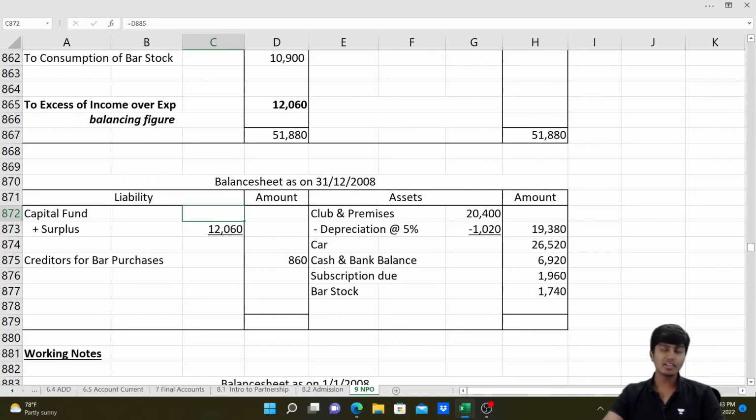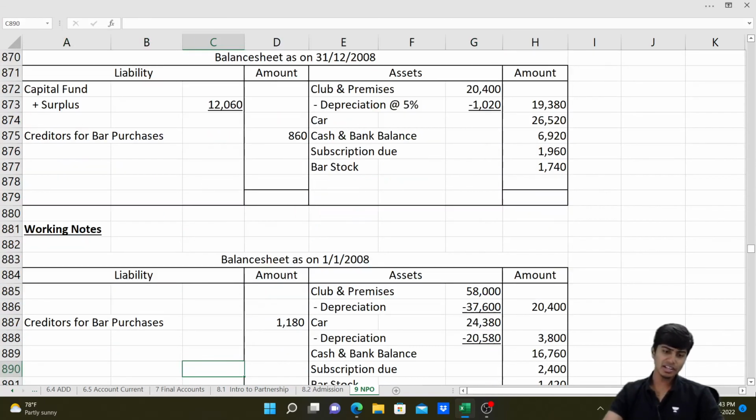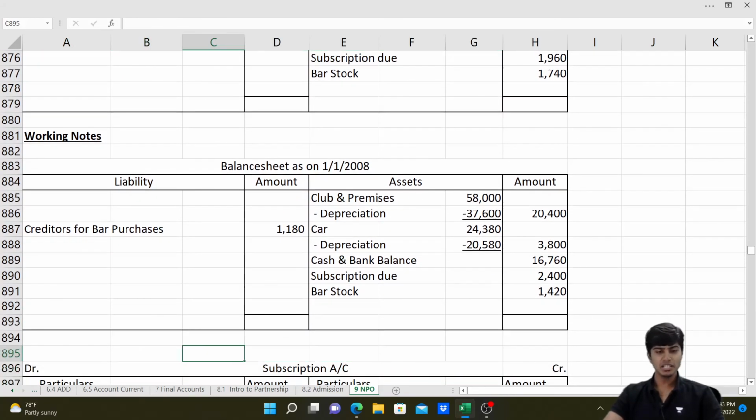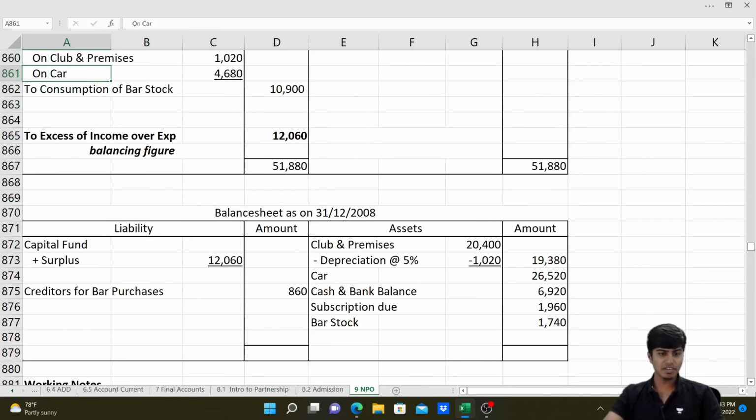Do we know capital fund? We don't. How do we find it? We need to close our opening balance. So there we go. We have our opening balance sheet. 20,400 plus 3,800 plus 16,760 plus 2,400 plus 1,420 is 44,780. I'll write 44,780 here. Deduct 1,180 to find 43,600 as our capital. I'll write this capital fund of 43,600 here on the liability side in the balance sheet.